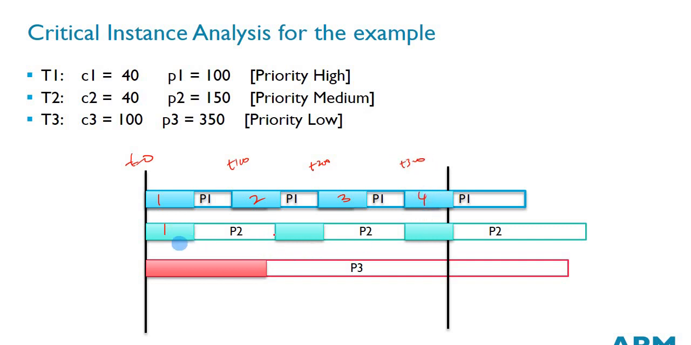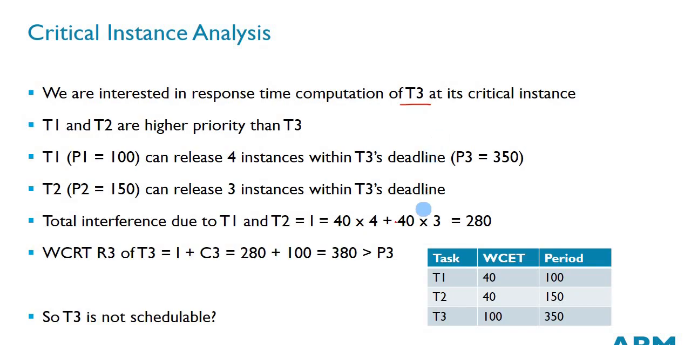For task 2, the period is 150. So when it's 150, I get another instance, and when it's 300, I get another instance. These are the periodic instances of the higher priority tasks that happen within the deadline of 350 of the lowest priority task. So what's going to happen? Task 1 is instantiated 4 times, task 2 is instantiated 3 times, so the total amount of time is 280.